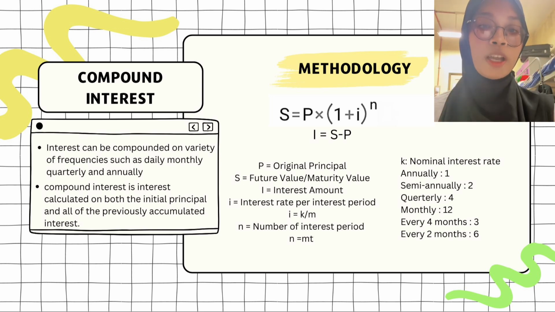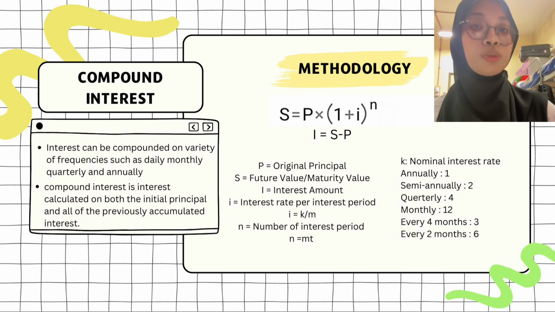So, I'm going to show you guys the formula of compound interest. The formula of compound interest is S equals P multiplied by (1 plus i) to the power of n. I equals S minus P. P is for original principal. S is for future value or maturity value. I is for interest amount.